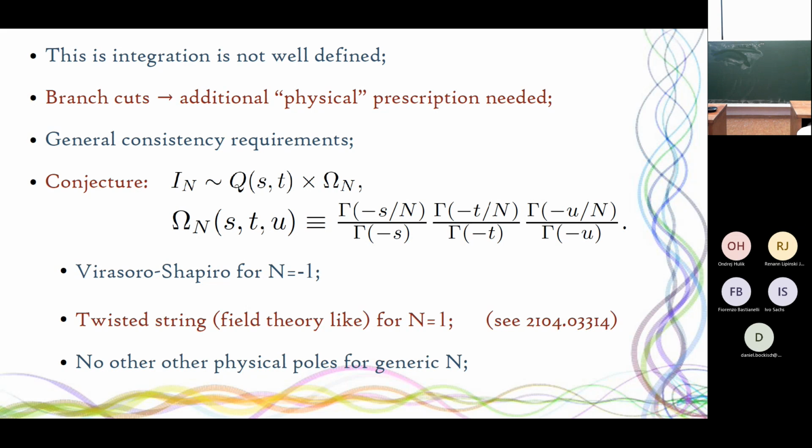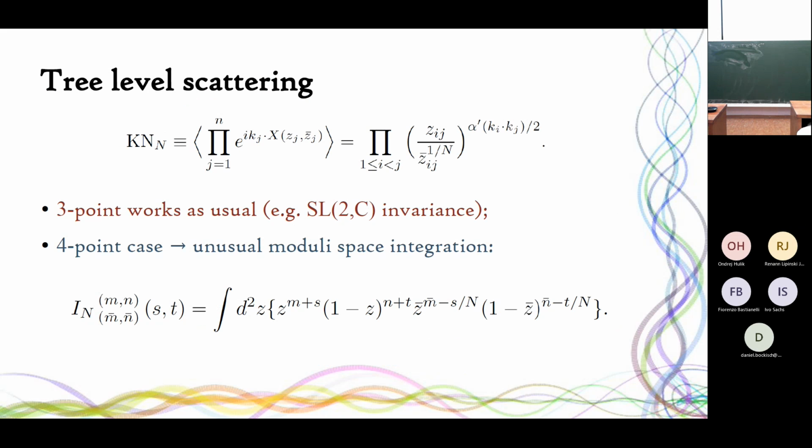One important feature here is that there are no poles except the ones I want to have there. You see here, this function has no poles, because whenever there is a pole in the numerator, there will be a matching pole in the denominator. So it's finite and well-defined. It's a very nice conjecture for this integral because it has the expected properties.